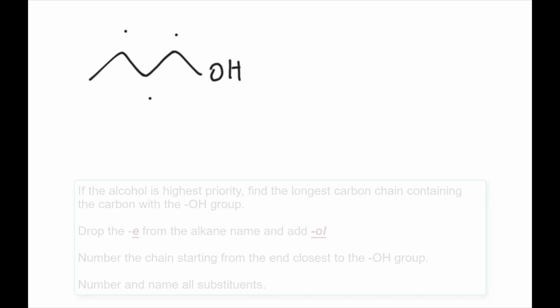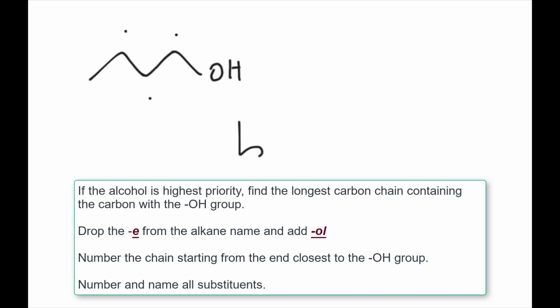In this section, we're going to name alcohols. So again, we want to find the carbon with the longest chain, and we're going to name it with the longest carbon chain. In this case, it's butane. And what we do is, instead of butane, we'll drop the E and put an OL at the end of it instead. So it's butanol in this case.